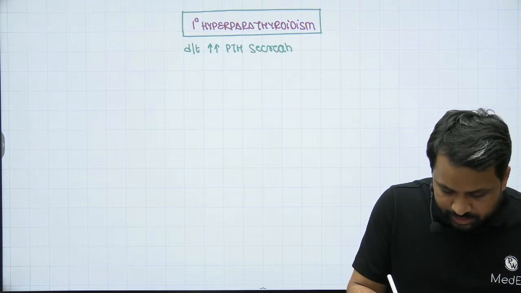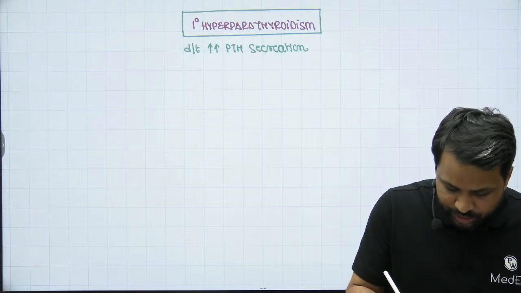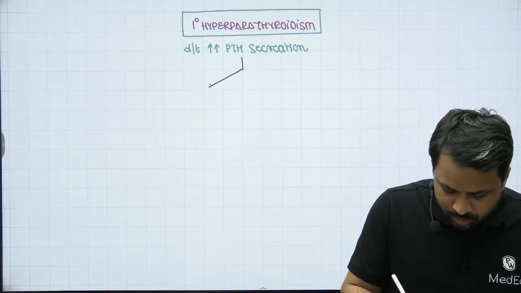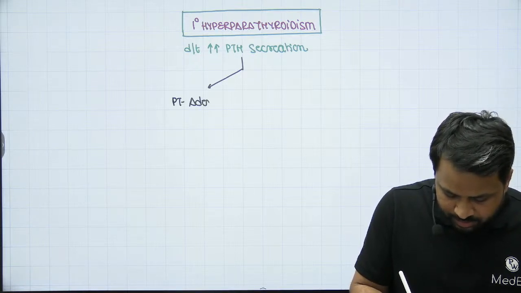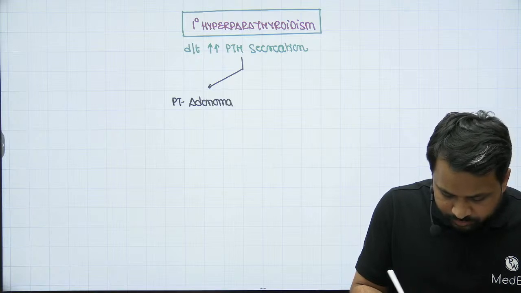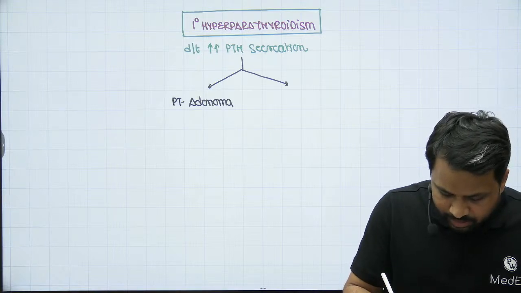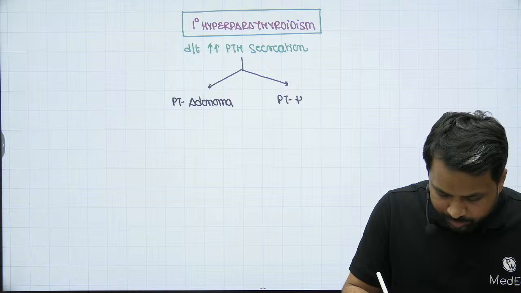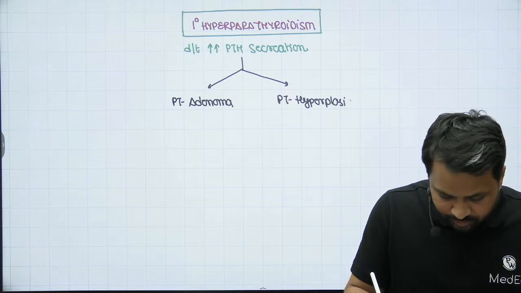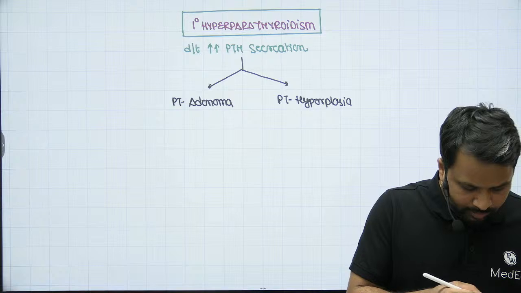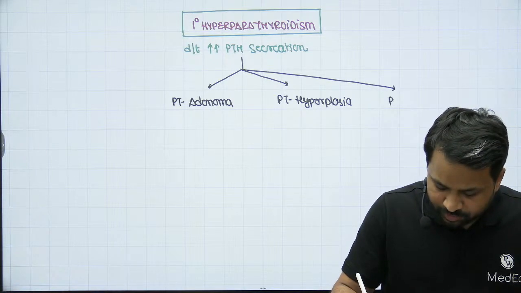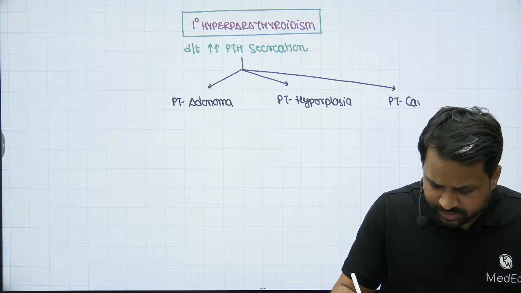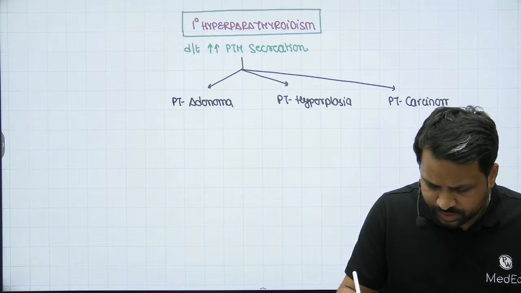So what were the reasons for this increase in secretion? I can divide them into three categories per se. We have the parathyroid adenoma. Then you have the parathyroid hyperplasia. And then you have the parathyroid carcinoma, which is an extremely rare cause for this, right?